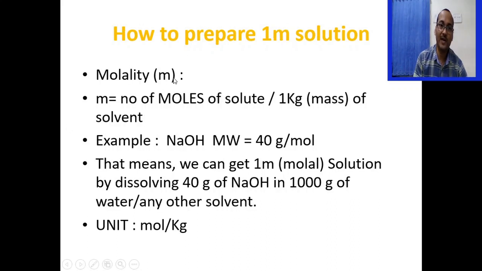Next thing is how to prepare 1 molal solution, 1 small m. Molality is denoted by small m. m equals the number of moles of solute per kg of solvent, or mass of the solvent in kg. Suppose we want to prepare 1 molal solution of sodium hydroxide. Molecular weight is 40 gram per mole, so 1 mole of sodium hydroxide equals 40 grams. That means we can get 1 molal solution by dissolving 40 gram of sodium hydroxide in 1000 gram of water, or 1000 gram of solvent, or we can say 1 kg of solvent. So the unit of molality is mole per kg.